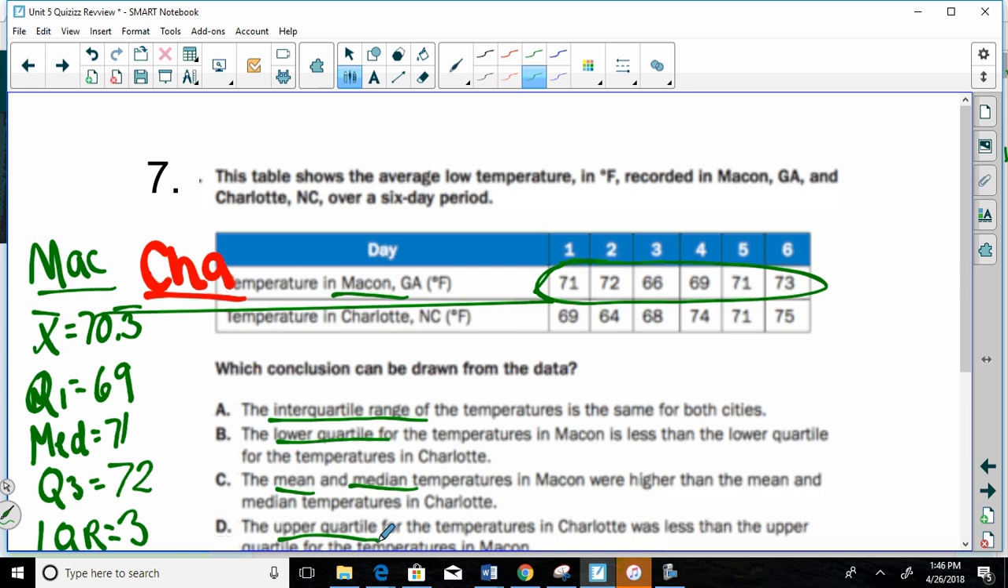Remember, IQR is on your reference sheets. Q3 minus Q1. You can also put these all in order. So you can put it 66, 69, 71, hold on, 71, 72, 73.